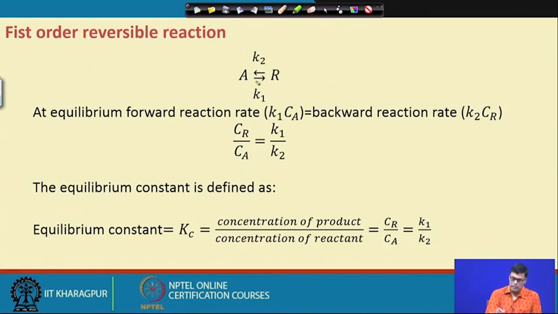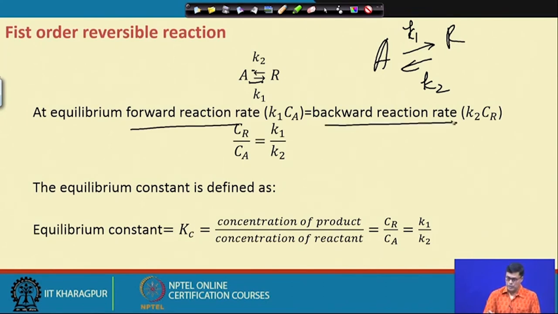Reversible means there is a forward reaction and a backward reaction. If I write it like this, this is K1, this is K2 and this is R. At the equilibrium condition, the rate of forward reaction should be equal to the rate of backward reaction. What is the rate of forward reaction? K1 into CA equal to K2 into CR.